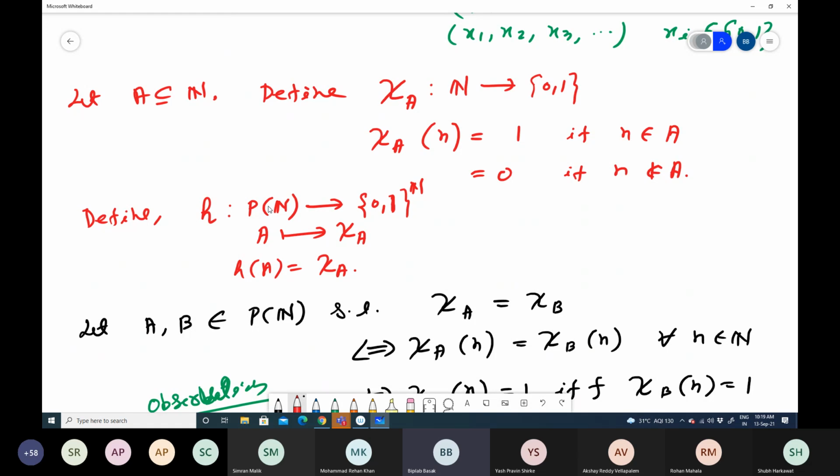We have to prove that the power set of N and {0, 1}^N both have the same cardinality. The right side is the set of all functions from natural numbers to {0, 1}, and the left side is the power set of N. How do we define a function from this to this? If you take any element from the power set of N, that means A, which is a subset of N, we define H of A equal to chi of A. And we will prove that H is bijective. That's all. If we can prove that H is bijective, that means the power set of N and this set both have the same cardinality.